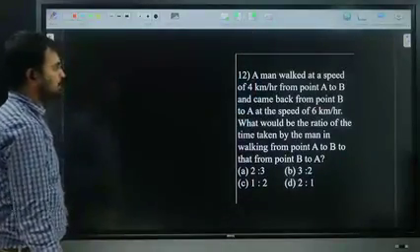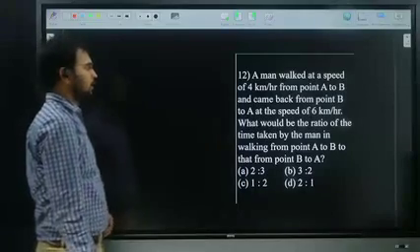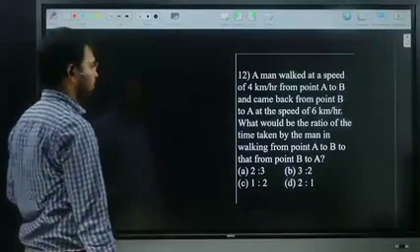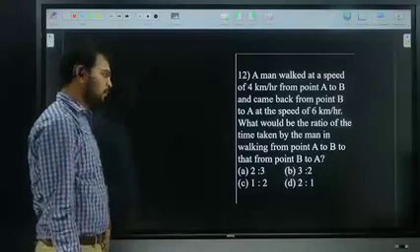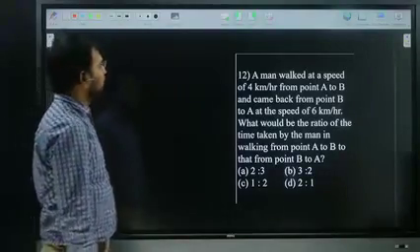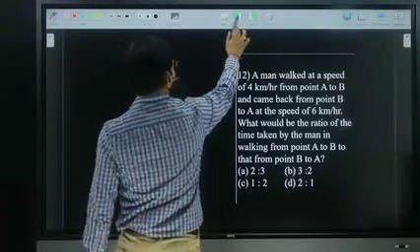A man walked at a speed of 4 kilometers per hour from A to B and came back from B to A at a speed of 6 kilometers per hour. What would be the ratio of the time taken by the man walking from A to B and from B to A? Before going to this question, all of you just look at me.